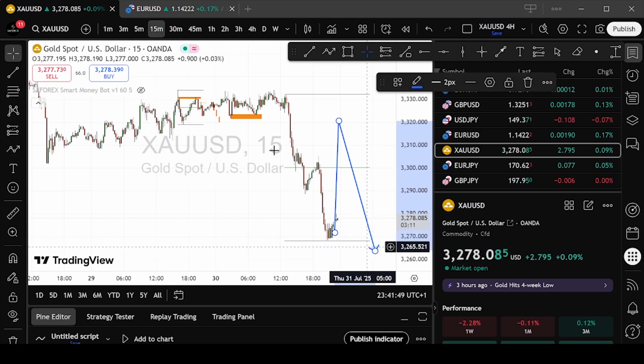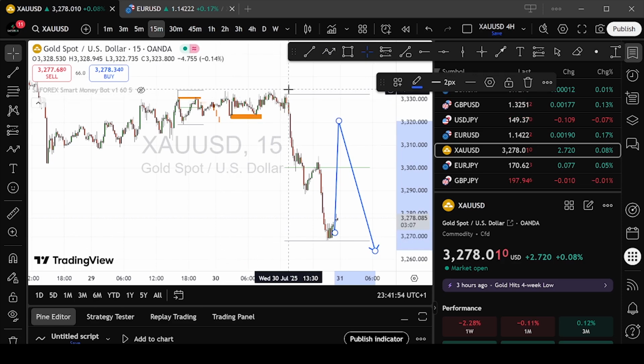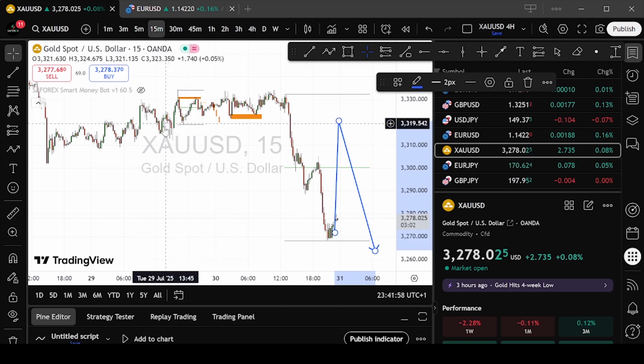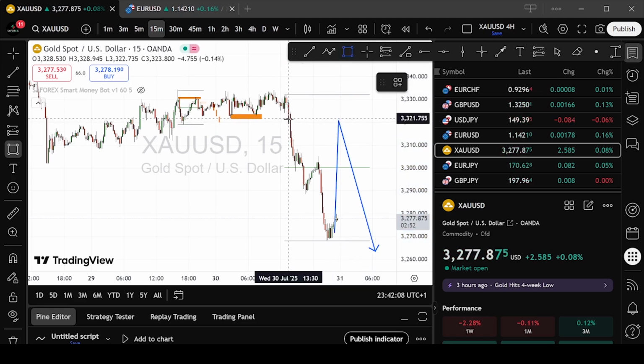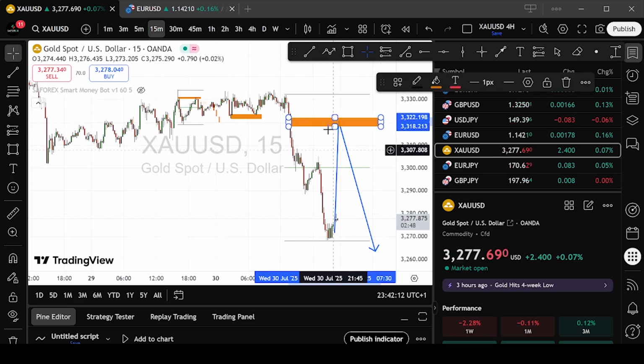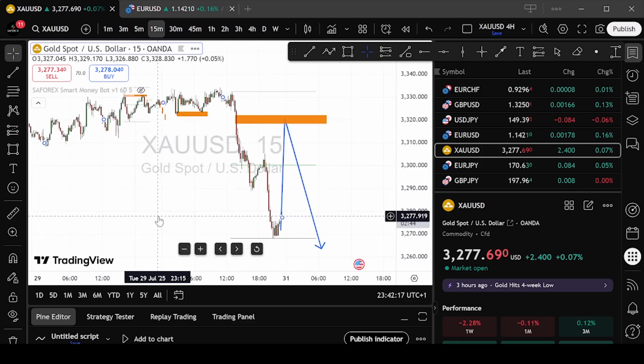You are seeing a very great imbalance here after the market broke out of a consolidation state. Then you see what happens after it breaks out. You can return back here, come and fill this FVG, and then go down again. So gold can do like this.